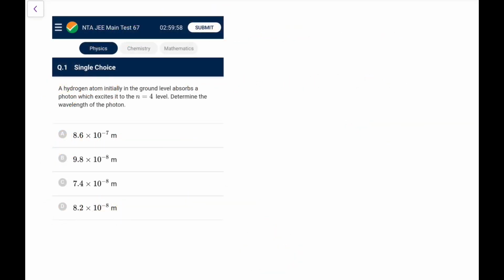So let's start. A hydrogen atom initially in the ground level absorbs a photon which excites it to the n equal to 4 level. Okay, so 1 to 4. Determine the wavelength of the photon. Directly I can say that would be equal to R, or let's say directly go with energy. I am more comfortable in doing that. So if I do n equal to 1 to n equal to 4, the difference of energy that we talk about is minus 0.85 minus, becomes plus 13.6. That is the difference.